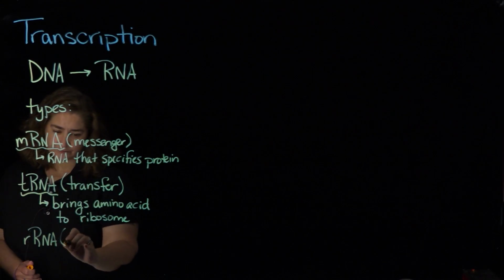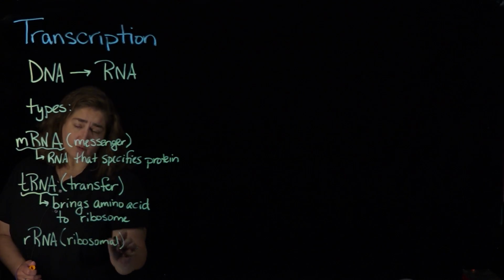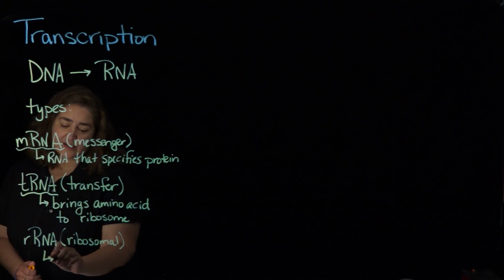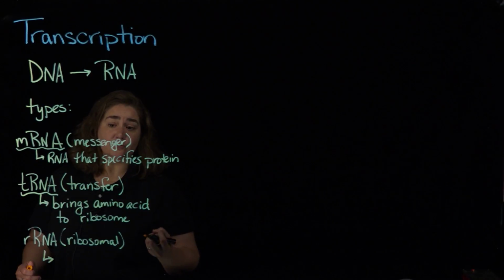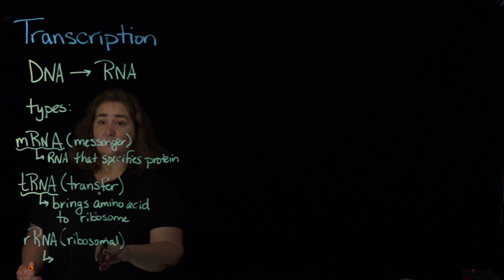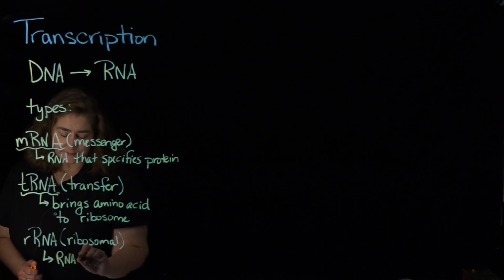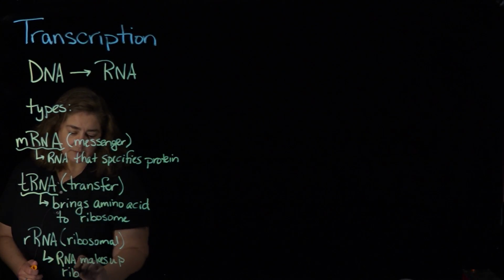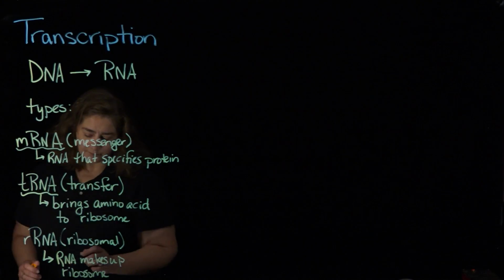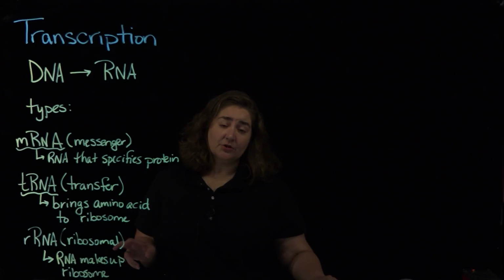rRNA, which stands for ribosomal, okay? The rRNA is probably going to be one of the more abundant types of RNA that's produced. And it's abundant because that ribosomal RNA, like the name ribosome kind of implies, is going to be the RNA that's going to make up the ribosome. Okay? So those are going to be the three types of RNA that I want you to be familiar with.